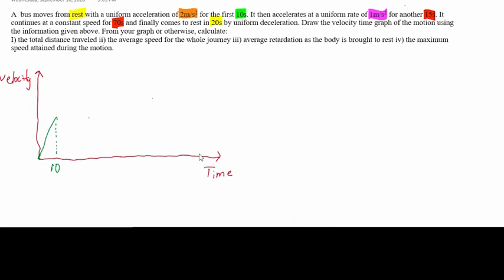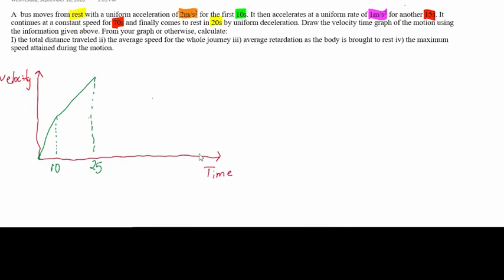It then accelerates at a uniform rate of 1 meter per second square for another 15 seconds. So from this point here, it now reduces its acceleration to 1 meter per second square for 15 seconds. So 15 plus 10 will be what? 25. That is our second acceleration.